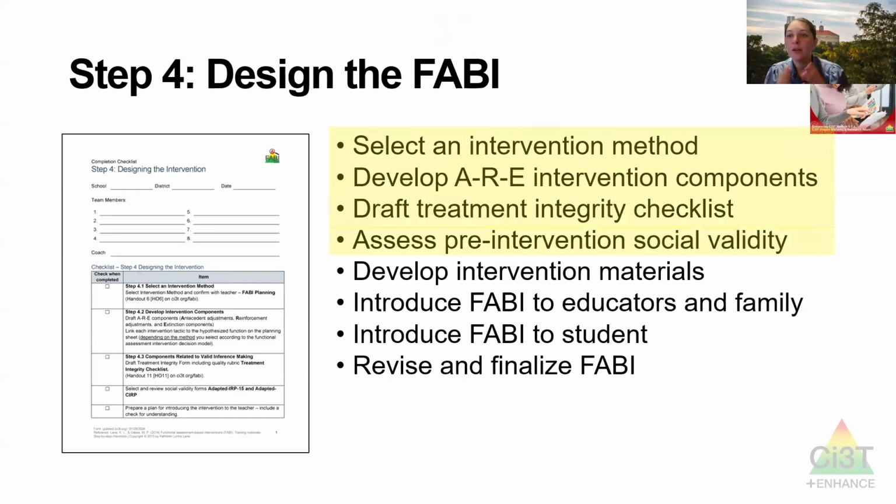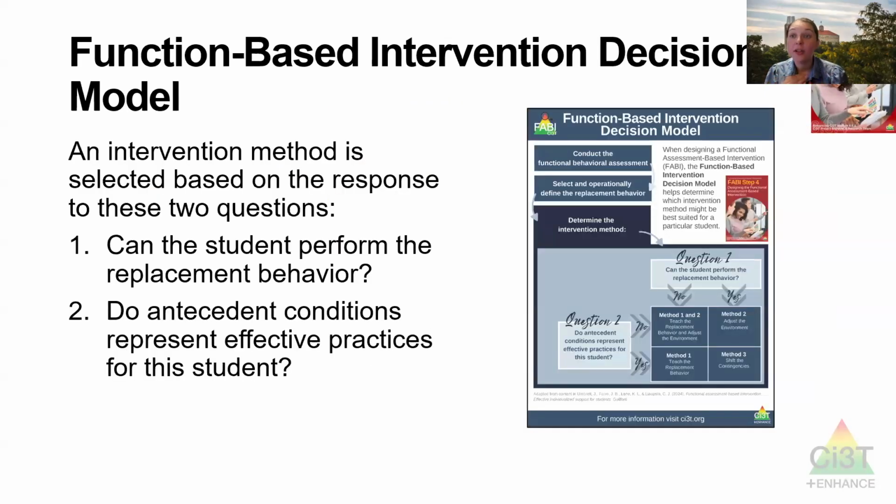So when we're thinking about step 4, designing the intervention, the first thing we're going to do is use this function-based intervention decision model. And this is another tool that's unique to FABI, just like the function matrix is unique to FABI, developed by Umbreit and colleagues. And this helps us pick the right method based on the situation.